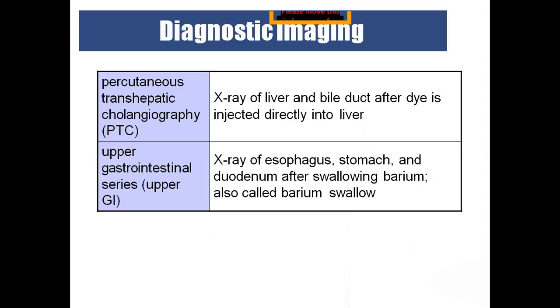And percutaneous transhepatic cholangiography: x-ray of the liver and bile ducts after injecting the dye directly into the liver. And upper gastrointestinal series. In this, the x-ray is taken of the upper regions of the GIT, that is the esophagus, stomach, and duodenum, by swallowing the barium. This we also call barium swallow.